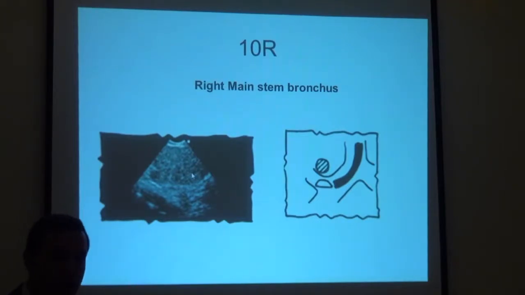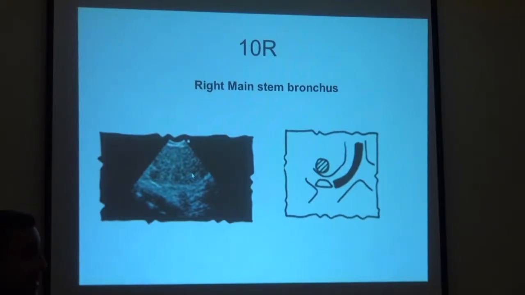There's no ultrasound landmark to help you here. So you're relying completely on where you're putting your scope and the CT. Unlike the 4, where you have all these vessels that guide you with ultrasound, here you don't have any ultrasound landmark. So you have to know where you're puncturing.